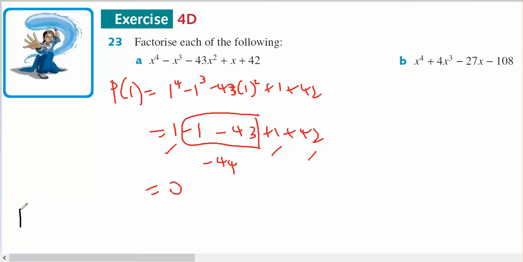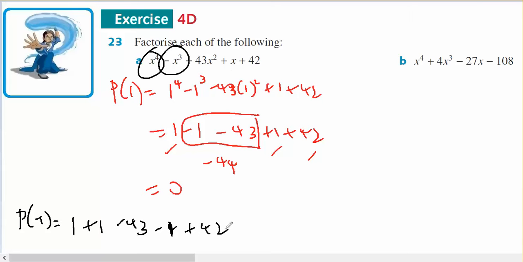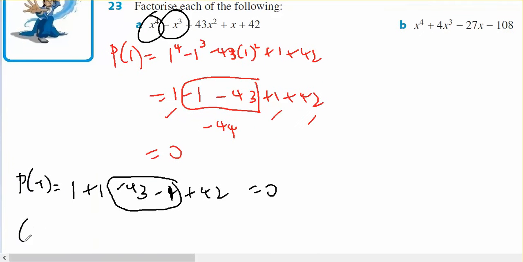I'd also like to try and find a second one, so I'm going to try P of negative 1. That will be 1. That will also be 1. Negative 1 squared is minus 43, minus 1 and then plus 42. And that will give me minus 44 and 44 also equals 0. So I found two factors. So x plus 1 and x minus 1 are factors. Therefore, if I multiply that out, x squared minus 1 is also a factor.